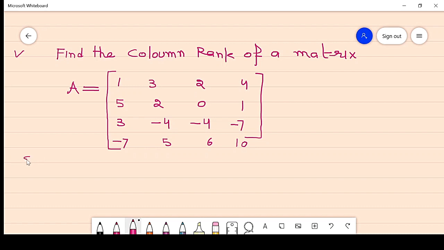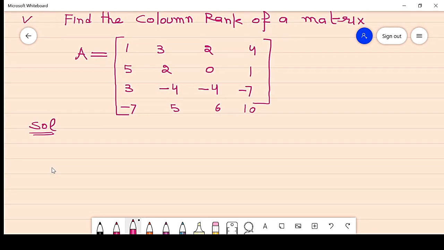So this is a type in which we can find the column rank. Just understand the method, not solve the question. If we are talking about a column rank, then we will apply only column operations. Remember this: if we are talking about the row rank, then we will apply row operations. Otherwise, for the column rank, we apply column operations.